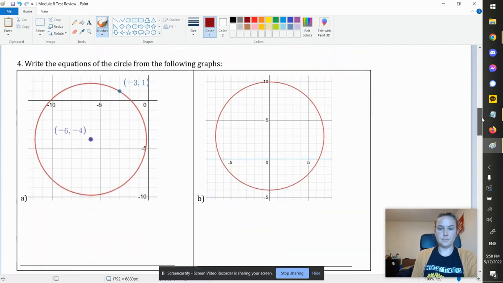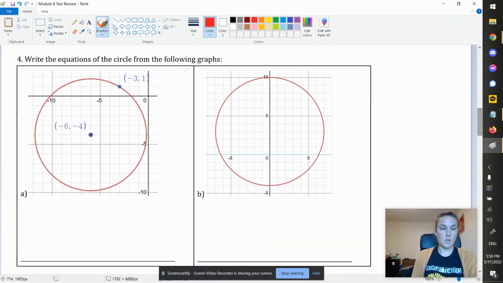All right. Moving on. Write the equations of the circle from the following graphs. The first thing I'm going to do is find the center of both of these. I think I actually give you the center on the test. This one looks like this. Let me see. 1, 2, 3, 4, 5, 6, 7. 1, 2, 3, 4, 5, 6. Yeah, there's 7 on each side.